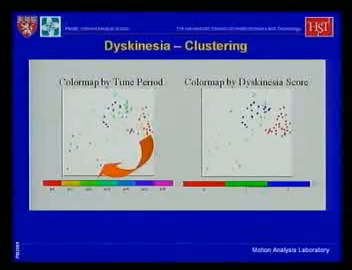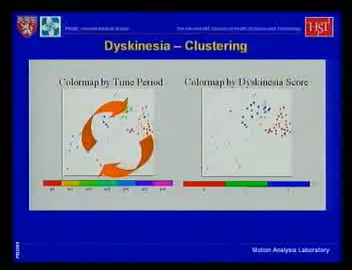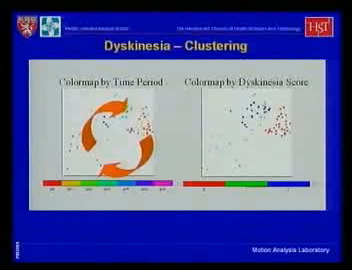The distance is maintained, and so what you see on that representation is that points that are associated with the same time interval tend to cluster together. And in fact, you can even identify a pattern in which, as the severity of symptoms is changing over time, you're moving in different areas of this feature space.